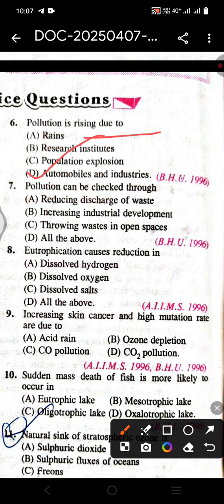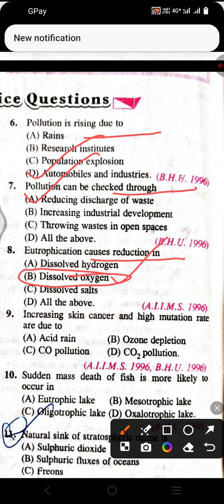Option number D. Next, pollution can be checked through, so pollution can be checked by reducing the discharge of the waste. Eutrophication causes reduction in the dissolved oxygen. Option number B is correct one. What is eutrophication? So it is the increase in the organic content or nutrient in the water bodies, which causes enormous growth of the algae, and which reduces the dissolved oxygen for the fishes.